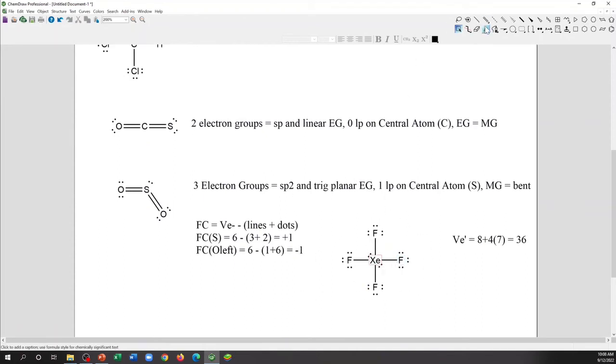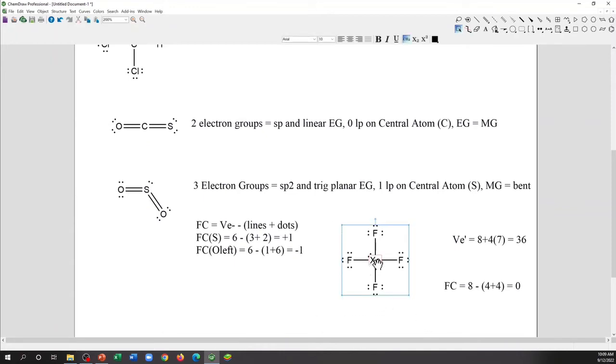So I'm good. Xenon's formal charge, remember that formal charge is equal to the number of valence electrons, which in the case of xenon is 8, minus the sum of lines plus dots. There's 4 lines plus 4 dots, so it equals 0. So I don't know why ChemDraw is unhappy about this. It should have been upset about the fact that it was a noble gas in the first place. Okay, so there's my structure.